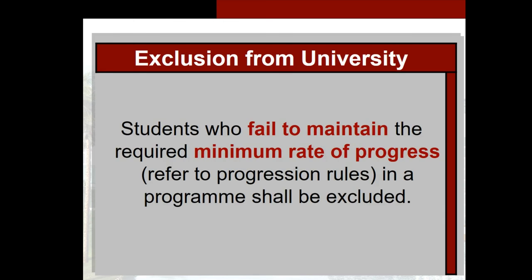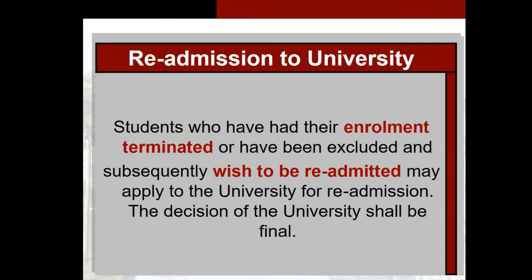Exclusion from university. Students who fail to maintain the minimum requirement rate of progress will be excluded from the program. Readmission. Students who have their enrollment terminated or excluded, if they wish to readmit, they have to reapply to the university through the readmission. The decision will be decided by the university.